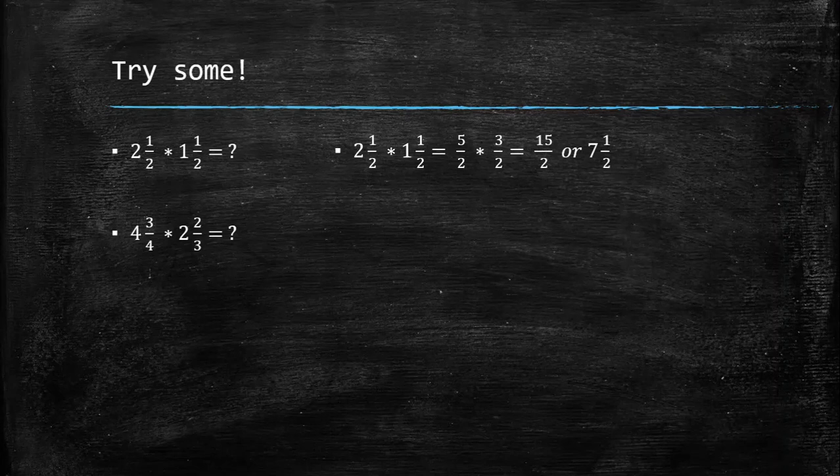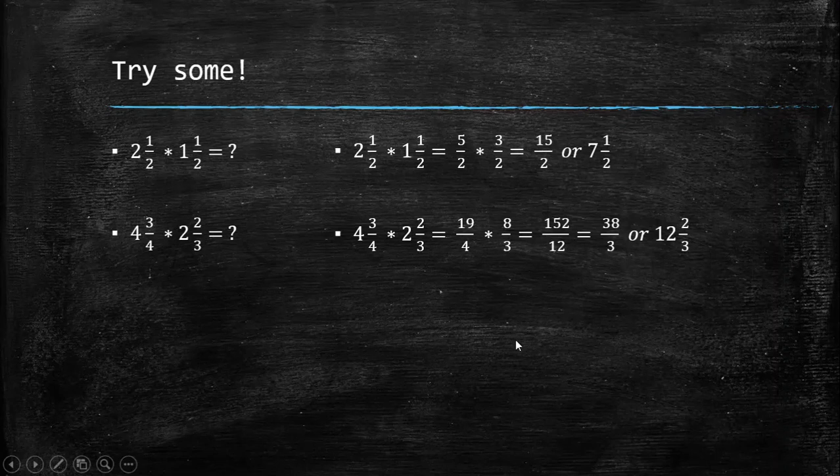Second one here, let's try multiplying 4 3/4 times 2 2/3. Okay, first things first, let's change them to improper fractions. So we're going to have 19/4 times 8/3, which is equal to 152/12, which does reduce to 38/3, or we can put it back into a mixed number as 12 2/3.